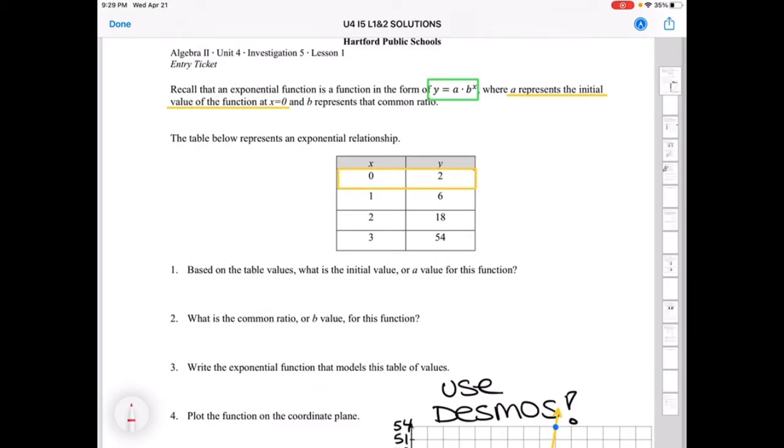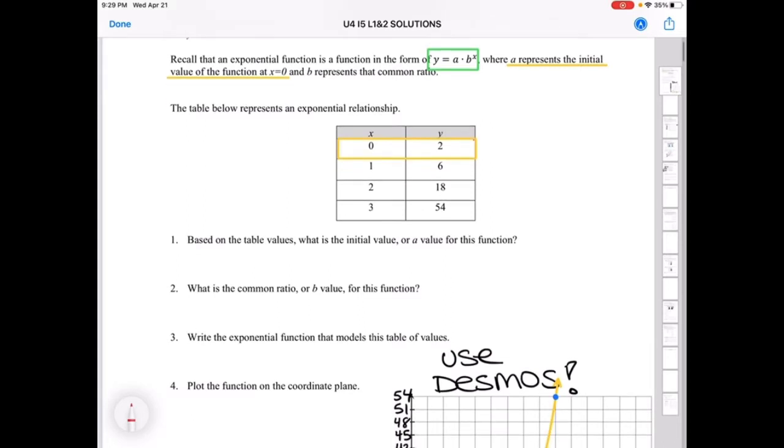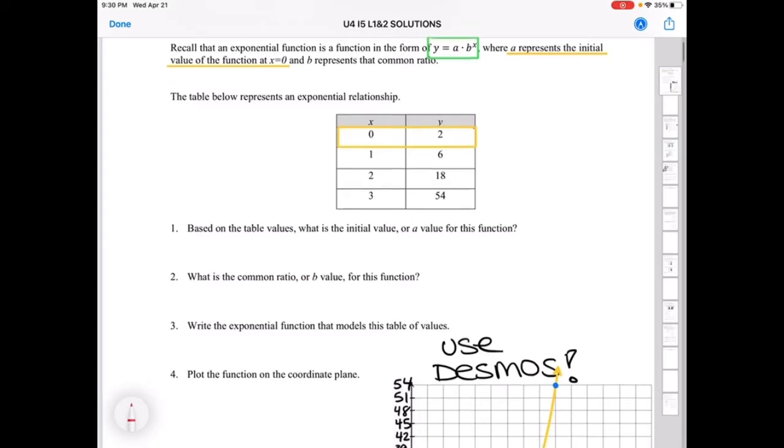The generic form of any exponential is y is equal to a times b to the x power. A is that initial value of the function when x is equal to 0. So if you look down at this table right below here, I've already boxed in yellow, when x is 0, y is 2. So that's going to be our a value. So that's actually our first question.